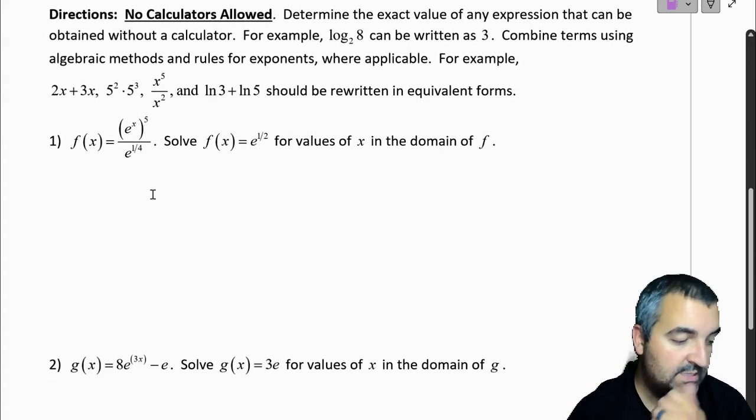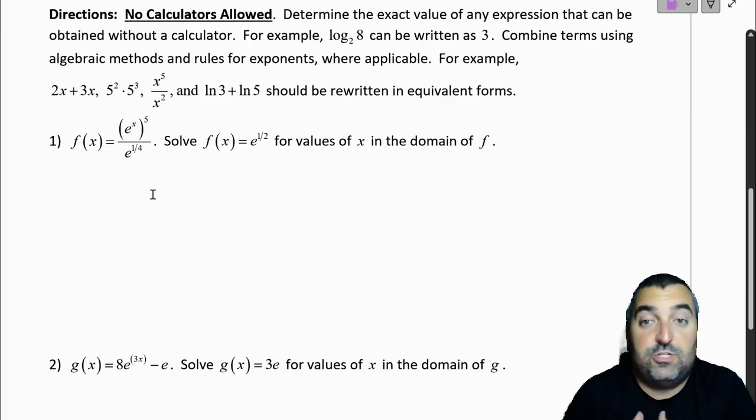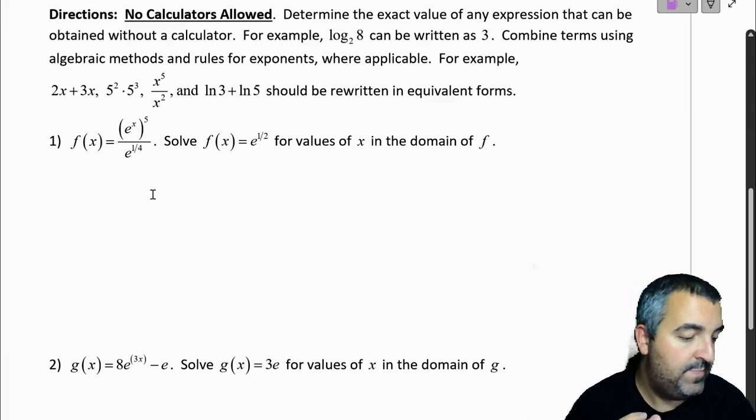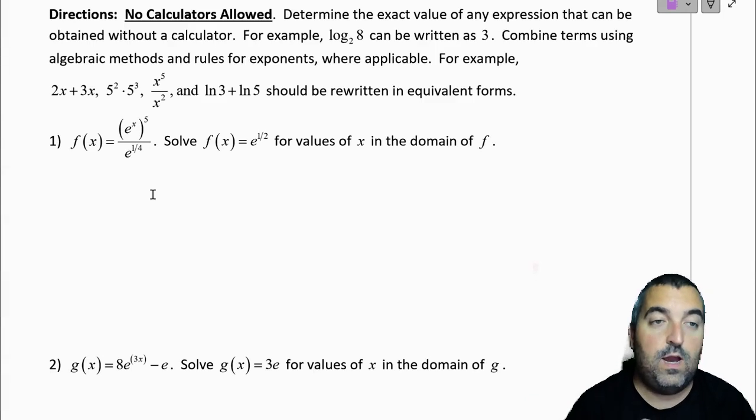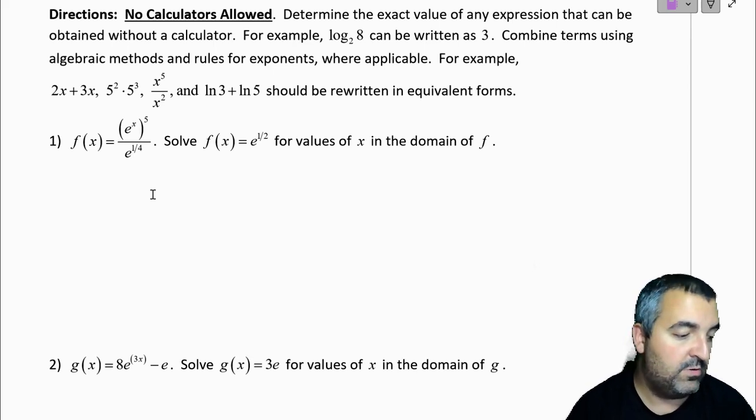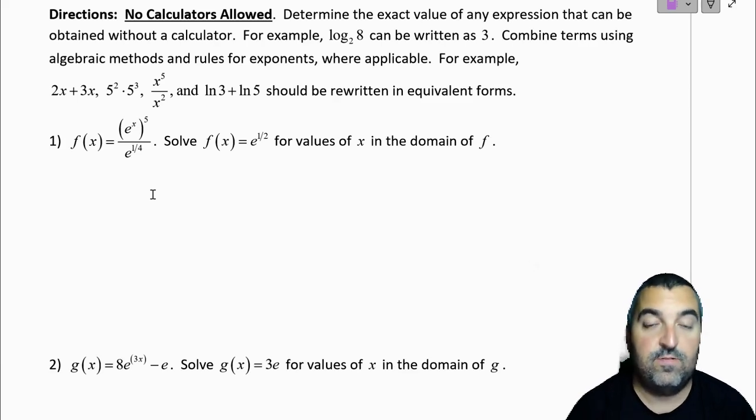All right, so we're going to do this first example for this video. And just use the properties, okay? So it tells us f of x equals e to the x, raised to the fifth, over e to the 1/4. Solve for f of x equals e to the 1/2, for values of x in the domain of f.